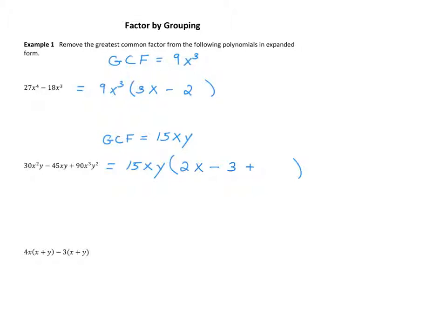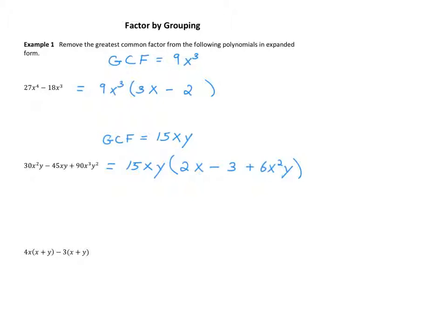Okay, if I take 15 out of 90, I have 6. If I take an x from an x cubed, I get x squared. And if I take out a y from y squared, I'm left with y. If I distribute 15xy to these 3 terms, it would take me back to this expression here.